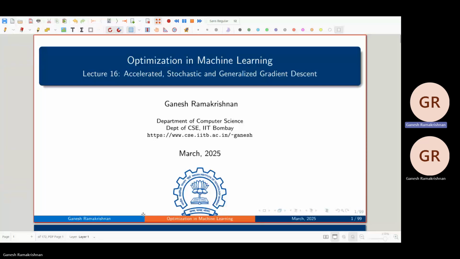Okay, very good afternoon. So today we will conclude our motivation for accelerated gradient descent and then move on to stochastic and then gradually generalized gradient descent.